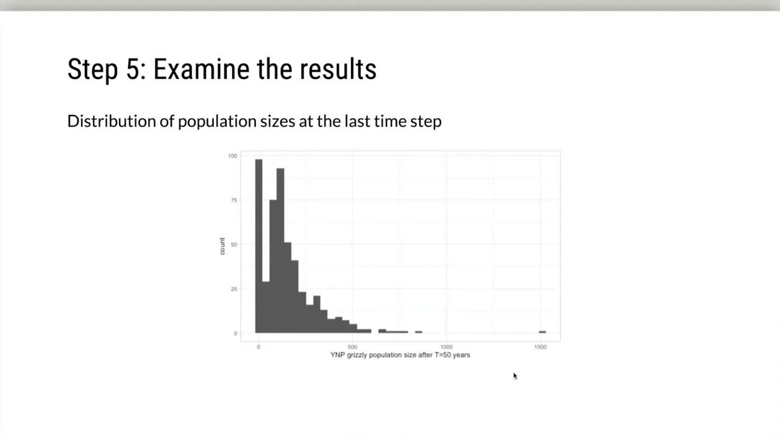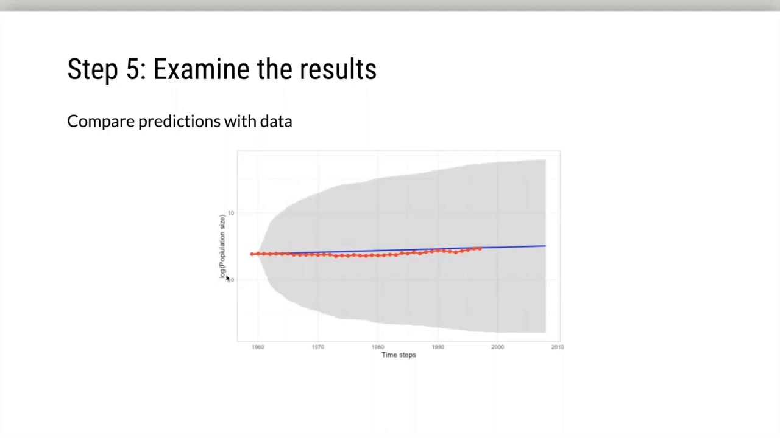So we can compare the predictions to the data. That's log population size and time. And you see that the average population is in blue, and the range of all the 500 populations is in gray. And you see that the average trajectory is really bad at capturing all the different population trajectories, that there is a lot of variability.